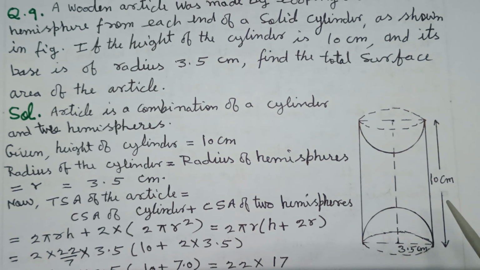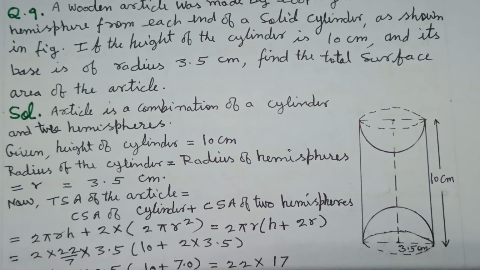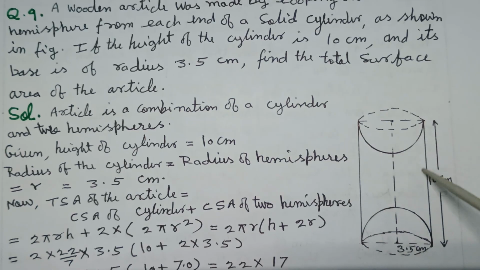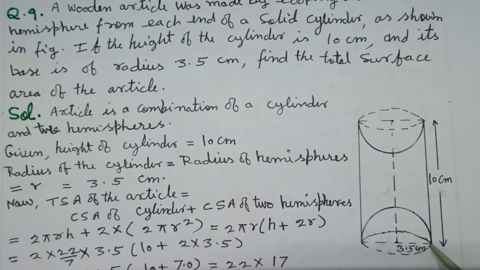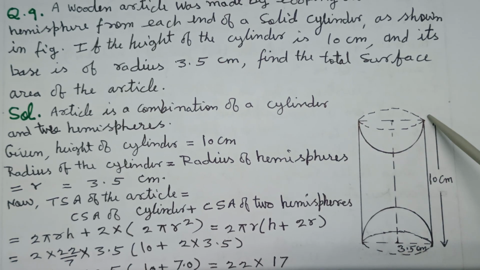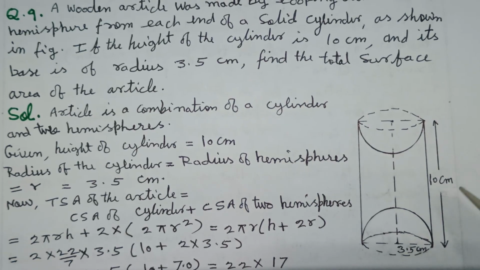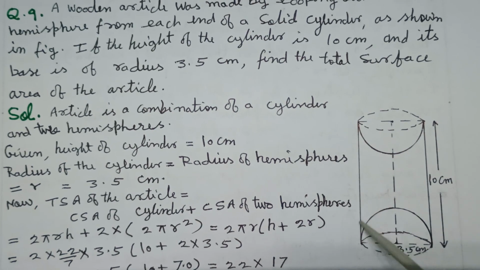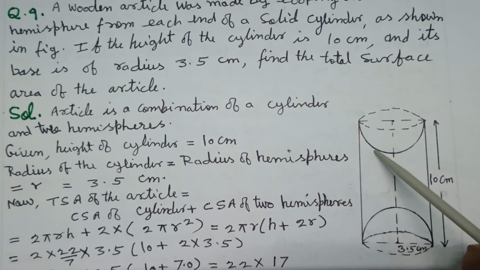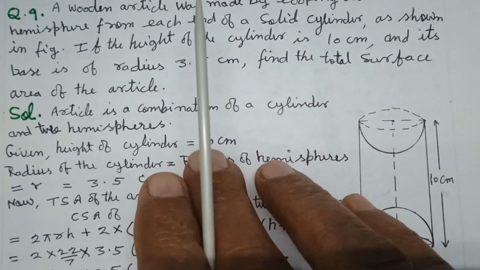So now we have to find the surface area of the remaining solid. What can we see? We see the surface of this cylinder remains, and the surface of this hemisphere is also seen, and the surface of this hemisphere is also seen. So the total surface area is equal to the curved surface area of this cylinder plus the curved surface area of this hemisphere and this hemisphere.